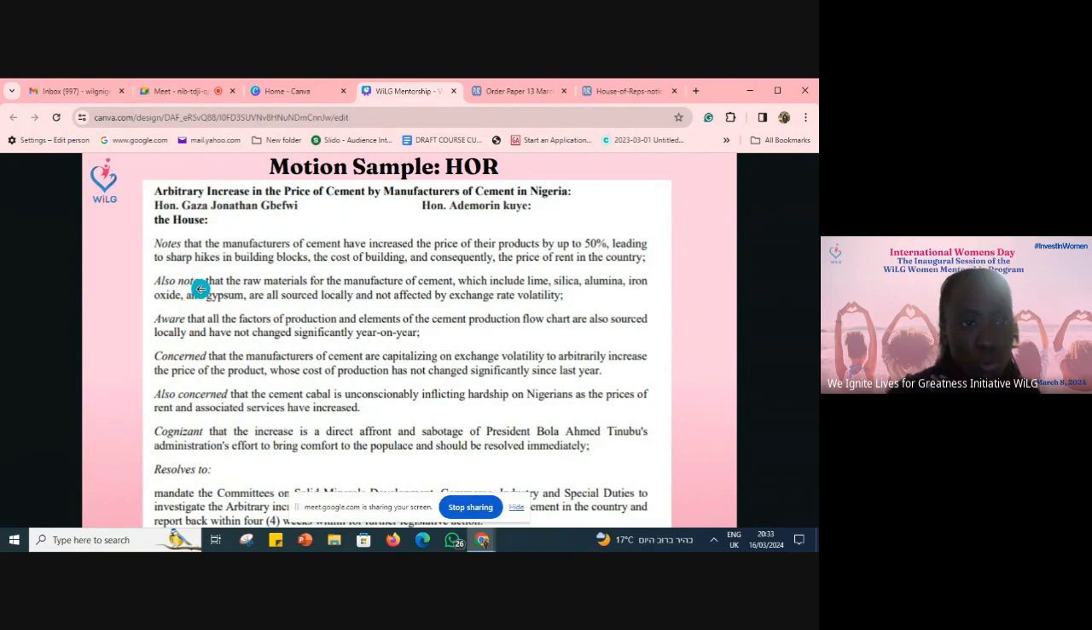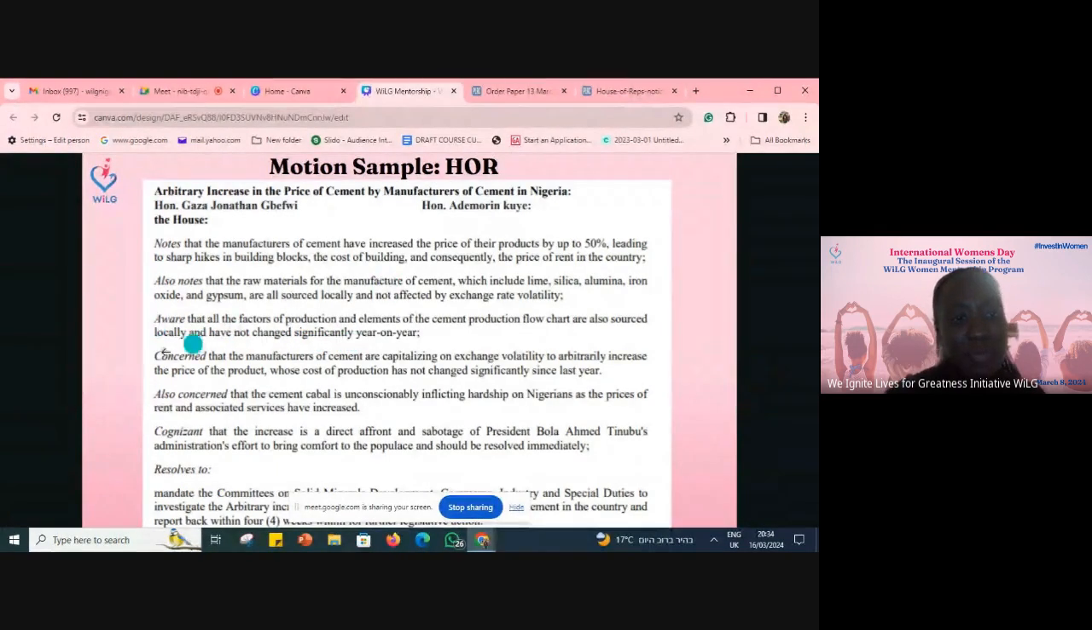Also note that the raw materials for the manufacture of cement, which include lime, silica, aluminum, iron oxide, and what is this one? I don't know. Are all sourced locally. So we source them locally and they are not affected by exchange rate volatility. Aware, so you go to another one, aware that all the factors of production and elements of the cement production flow chart are also sourced locally and have not changed significantly year on year.